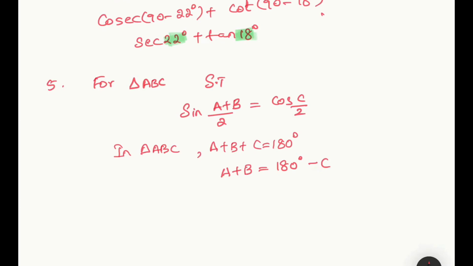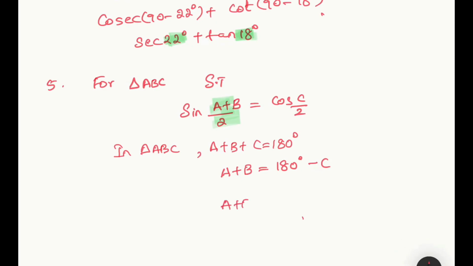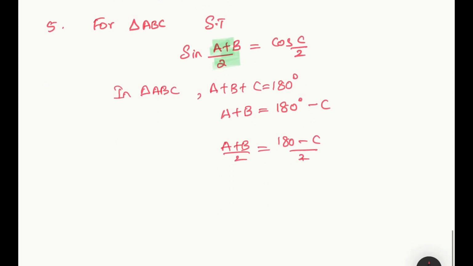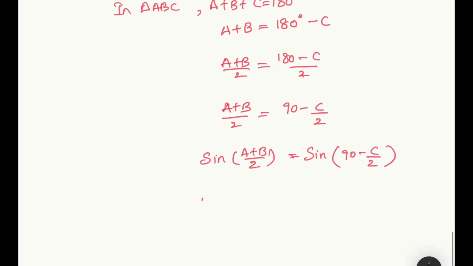So now I have (A plus B) by 2 here, correct? Just have a look, I have (A plus B) by 2 here. So trying to get that, (A plus B) by 2 equal to (180 minus C) by 2. (A plus B) by 2 equal to 180 by 2, which is 90, minus C by 2. Now let me apply sine on both the sides. sin((A plus B) by 2) equal to, multiplying sine on both the sides, sin(90 minus C by 2).